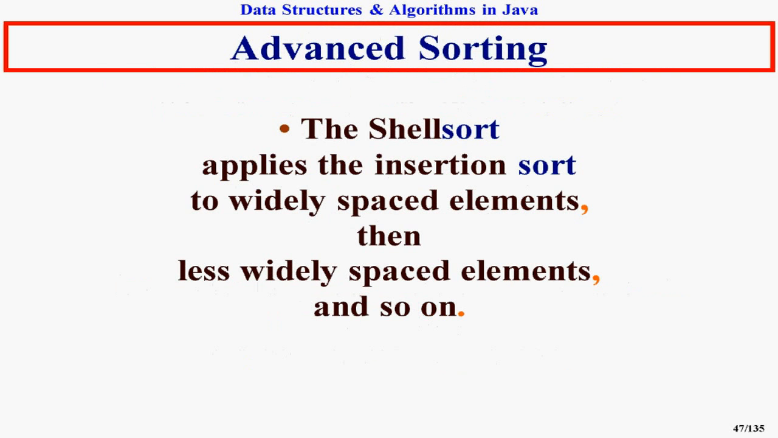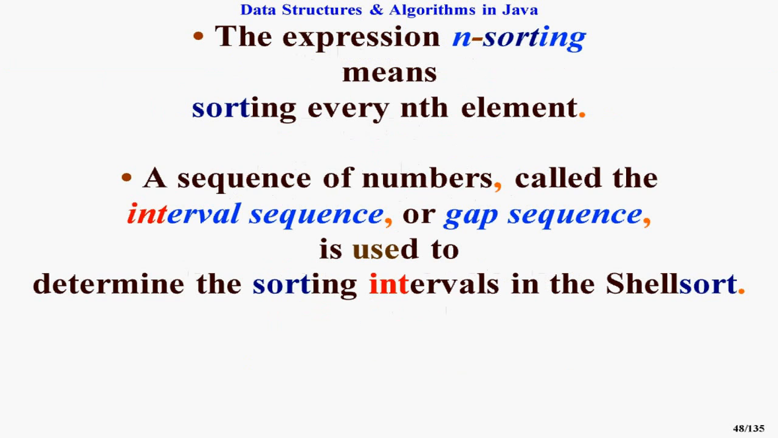Advanced sorting. The shell sort applies the insertion sort to widely spaced elements, then less widely spaced elements, and so on. The expression n-sorting means sorting every nth element. A sequence of numbers, called the interval sequence or gap sequence, is used to determine the sorting intervals in the shell sort.